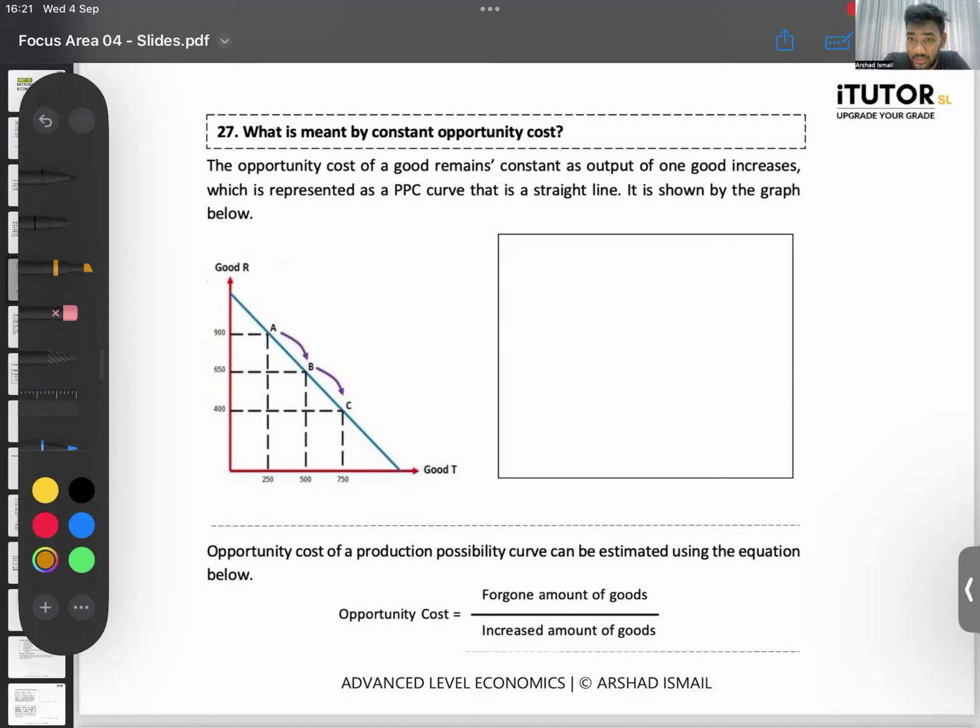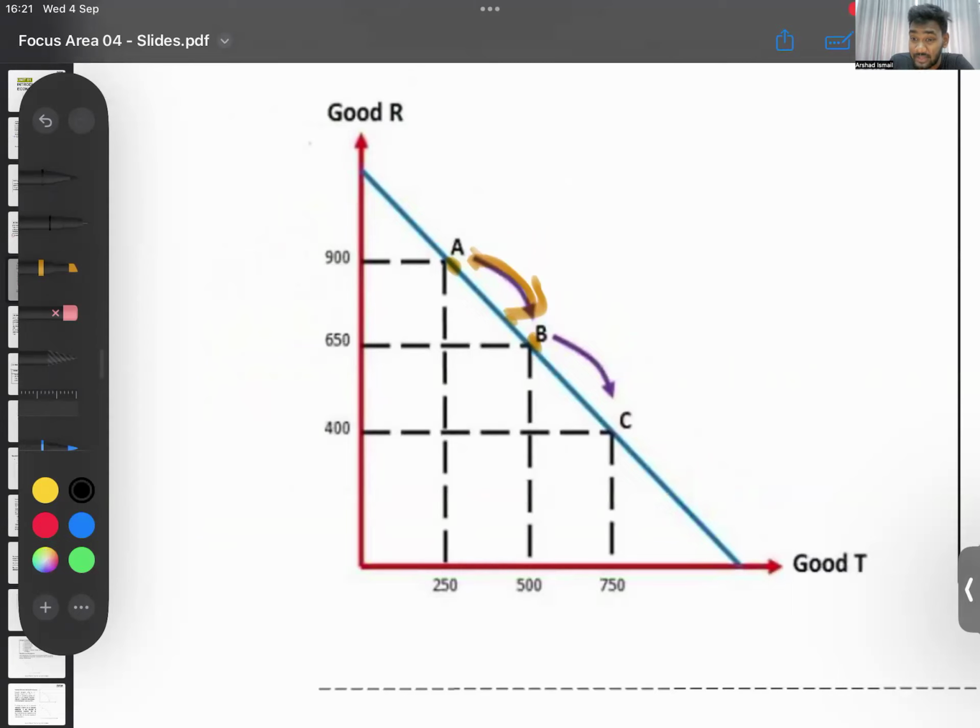Constant opportunity cost is where, when you increase the production of one good by an equal amount, the amount of the other good you sacrifice remains constant. For example, when I am going from point A to point B in this graph, I'm increasing the production of good T by 250. When I increase the production of good T by 250, I sacrifice good R by 25. It doesn't have to be 250 itself, it can be another number. I'll cut the last zero, so when you increase good T by 250, you have to sacrifice good R by 25.